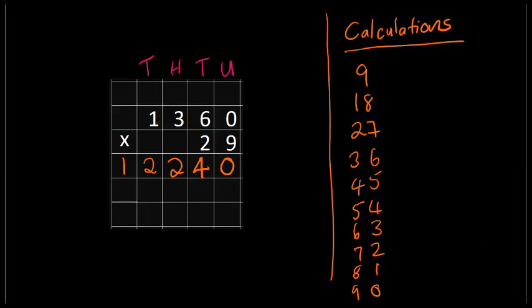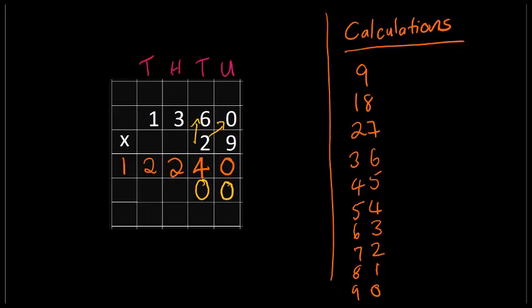Next up, I want to multiply by this 2. But this 2 is not just a 2. It's a 20, right? So the first thing that I do is I write the 0 down there to indicate that this is a 20. It's 2 tens. So now I'm going to say 2 times 0. 2 times 0 is 0.